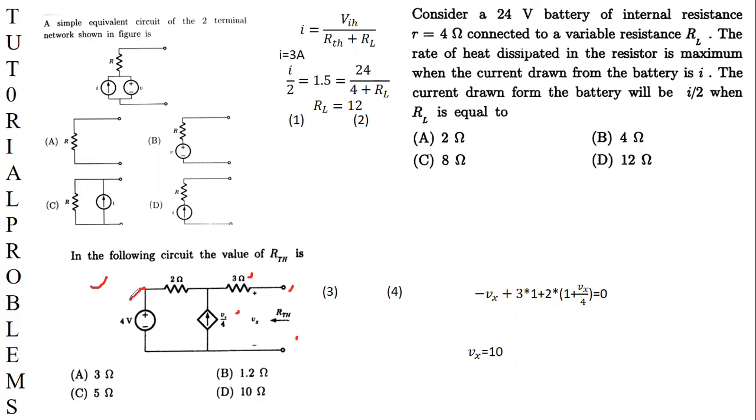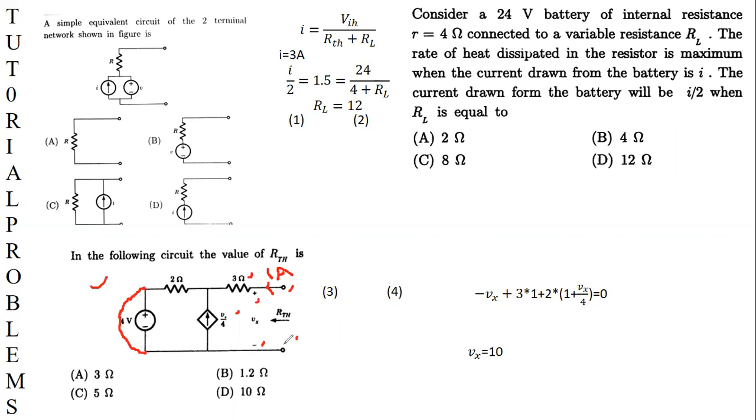So the 4 volt source is short circuit. First just short this voltage, and for the resistance, assume 1 ampere current between the terminals. The voltage between the terminals is Vx, plus and minus, and this voltage is equal to the RTH. Because we have assumed 1 ampere current, Vx divided by 1 ampere is equal to RTH. So RTH is now equal to Vx.